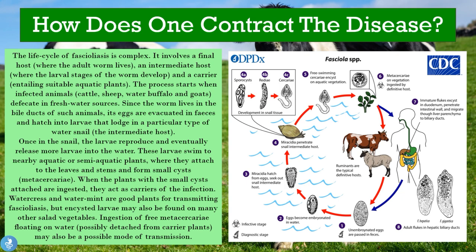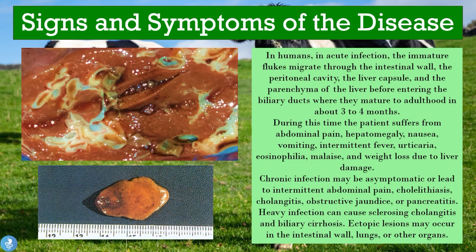in humans. So in humans, in acute infections, the immature flukes will migrate through the intestinal wall, the peritoneal cavity, the liver capsule, and the parenchyma of the liver before entering the biliary ducts, where they can mature into adulthood in about 3 to 4 months.